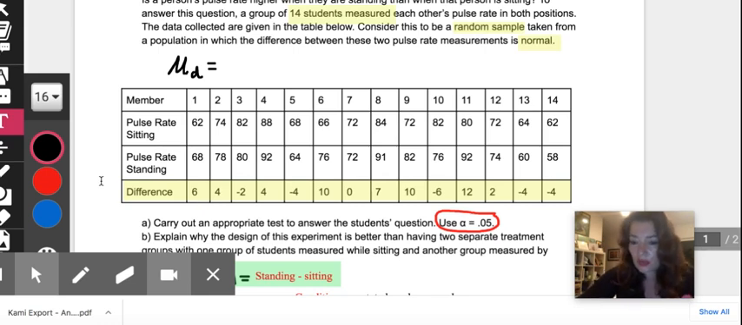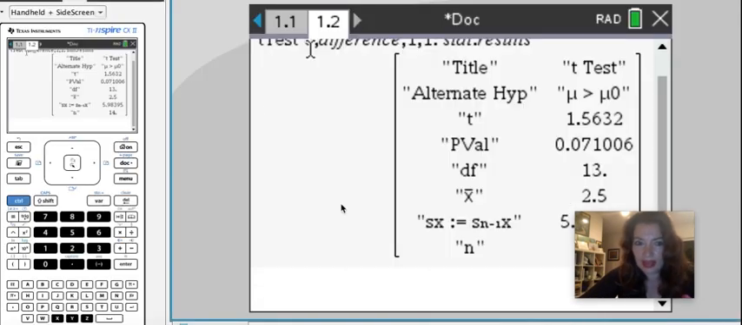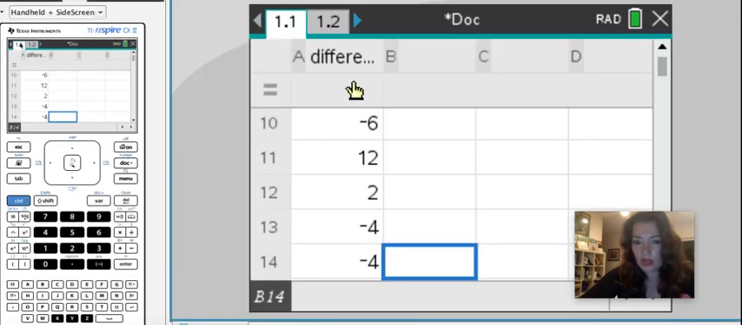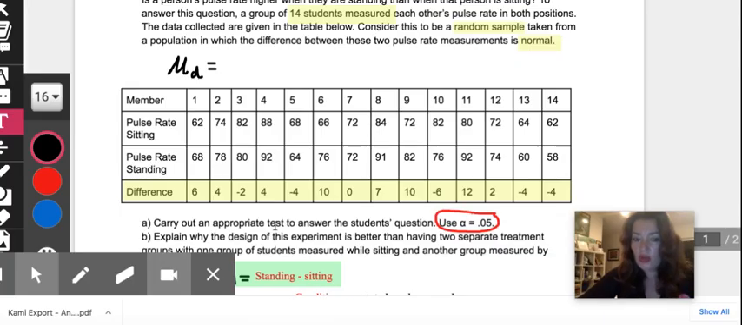So the first thing I'm going to do is enter this list that I highlighted into the calculator. I went ahead and did that ahead of time. So the list is entered in my calculator. There are 14 measurements, like the difference. Sometimes you will not be given the difference and you will have to take the difference on your own.